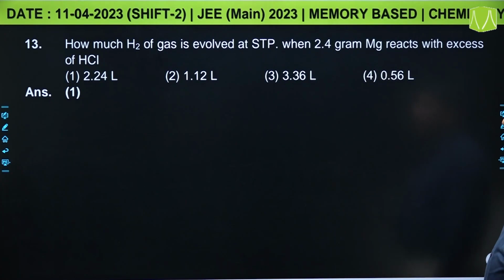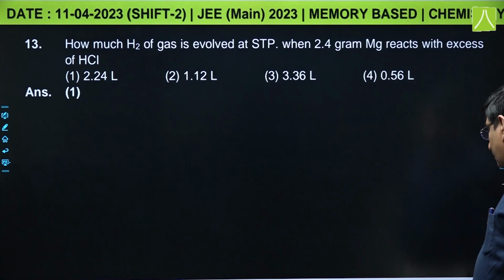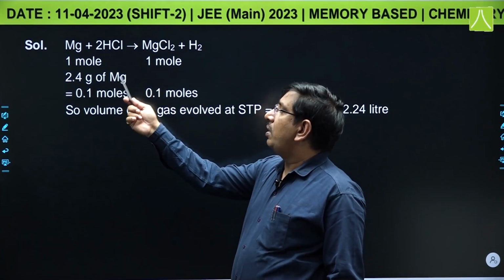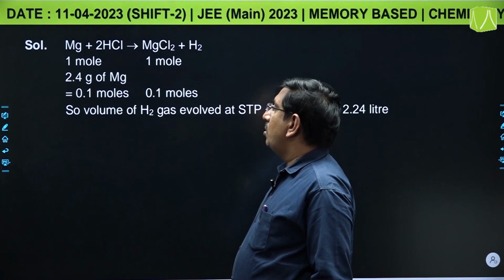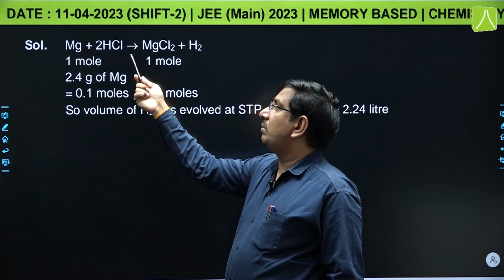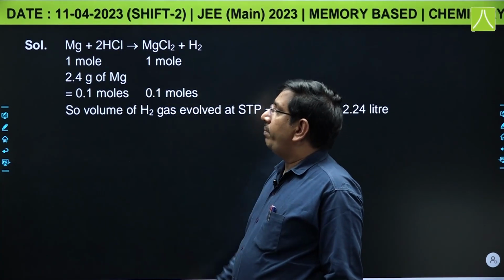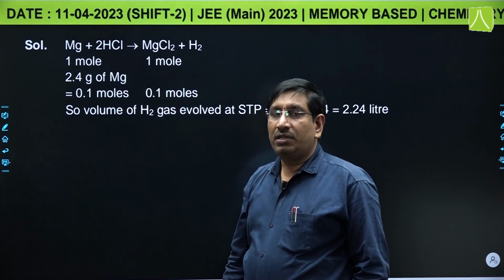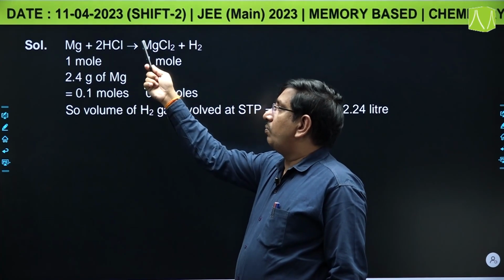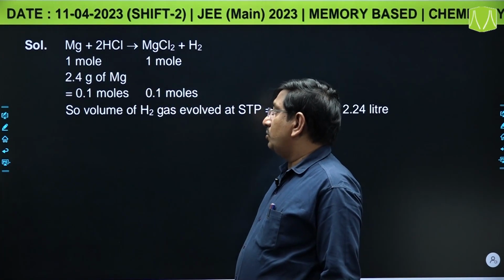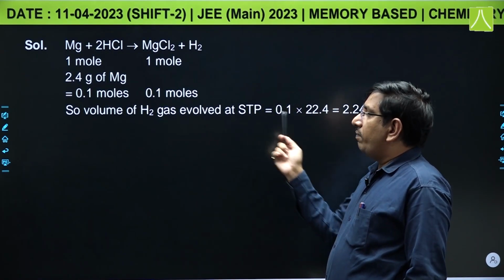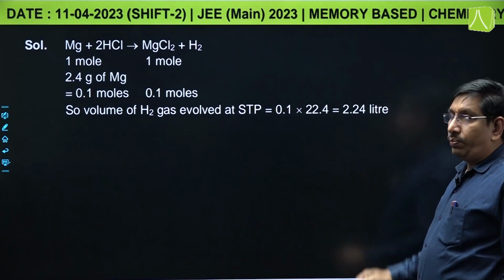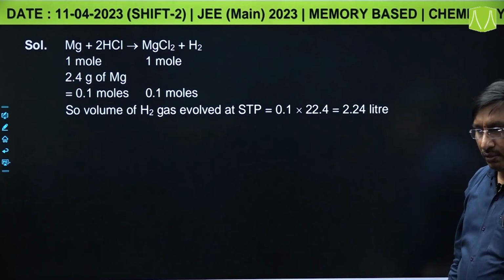Next question: how much hydrogen gas is evolved at STP when 2.4 grams of magnesium reacts with excess HCl? Here 1 mole of magnesium, when it reacts with excess HCl, gives 1 mole of magnesium chloride. 2.4 grams of magnesium is 0.1 mole, and 0.1 mole reacting with excess HCl gives 0.1 mole of magnesium chloride, and hydrogen is also 0.1 mole. So the volume of hydrogen gas evolved is 0.1 mole times 22.4, which equals 2.24 liters.